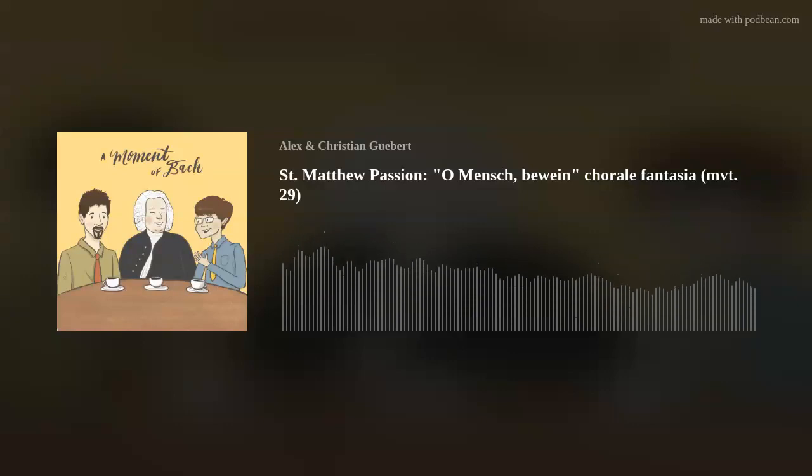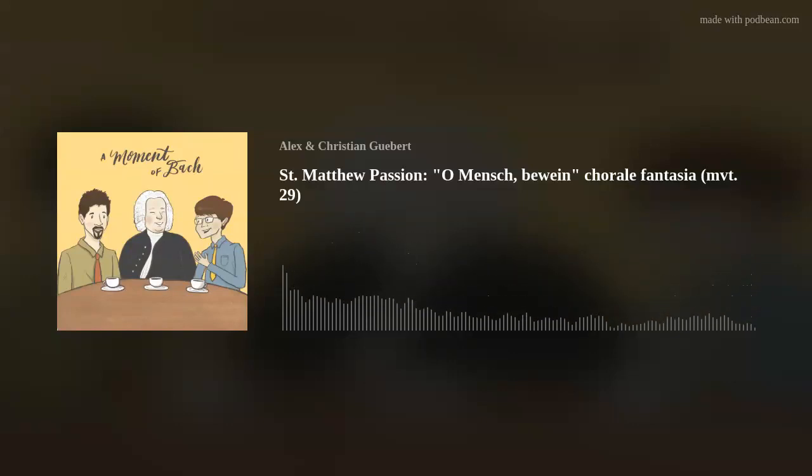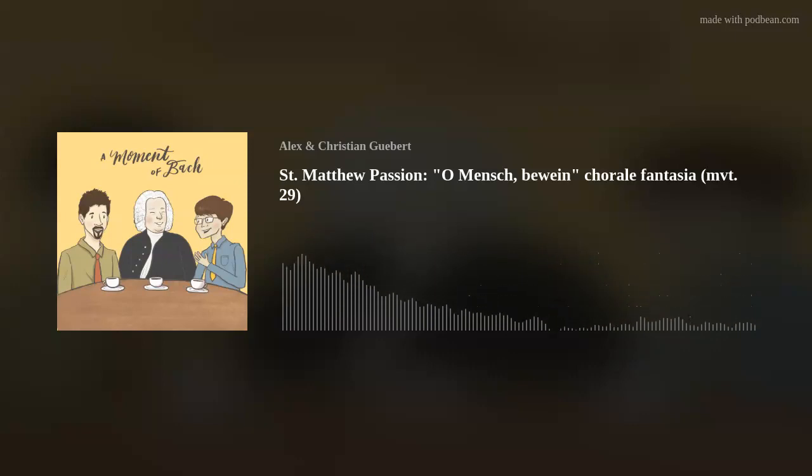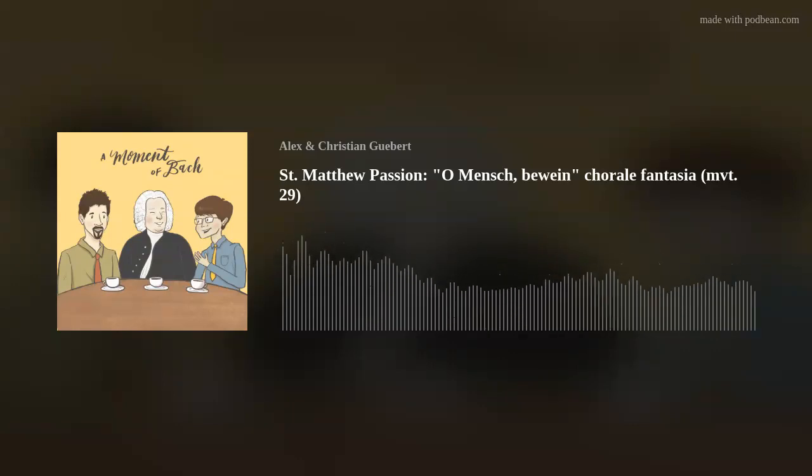That's a good point. Although a counterargument is the first line. How many composers would see the first line, which is the title, and then set this sort of cute little thing? Because the line is, "Oh man, bewail your great sin." I think 99 out of 100 composers would take that and just make the heaviest thing out of it that you could make.